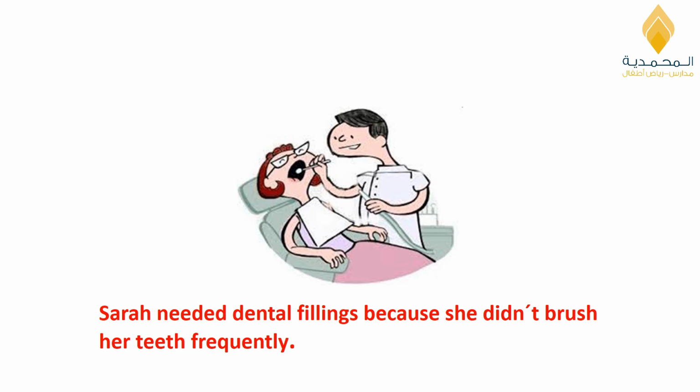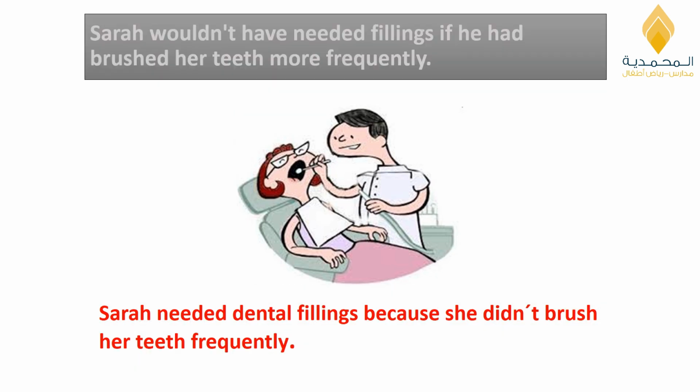In this example, Sarah needed a dental filling because she didn't brush her teeth frequently, and the third conditional sentence is: Sarah wouldn't have needed a filling if she had brushed her teeth more frequently. As you notice here, we start the third conditional with the main clause, not with the if clause. That's why we didn't write a comma.